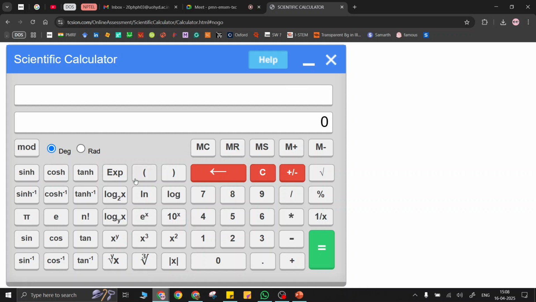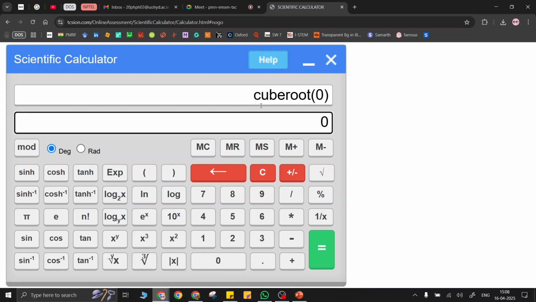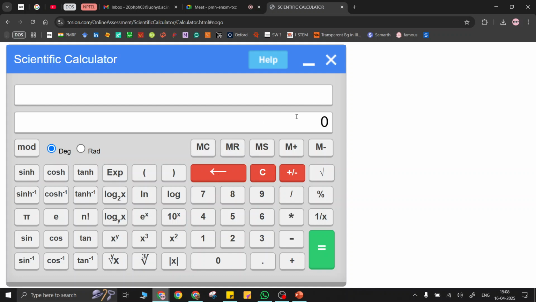This is what you have to keep in mind, and you should try it out yourself. As we did with sine, first we have to put the values on which we want our function to act, be it cube root, square root, or modulus.